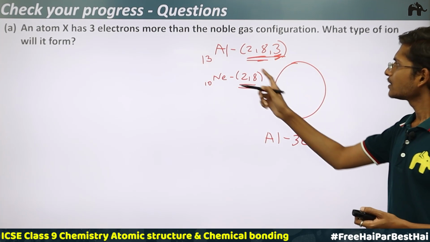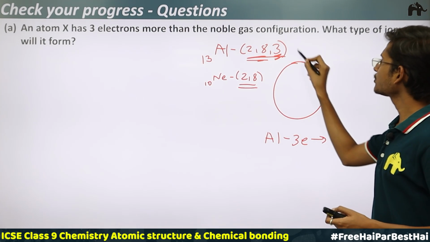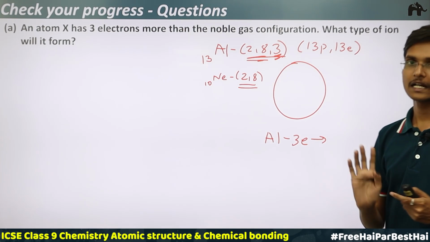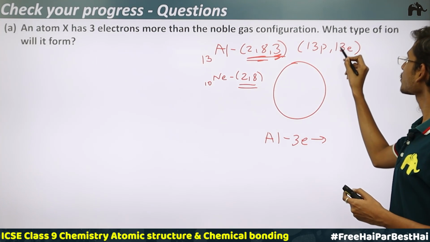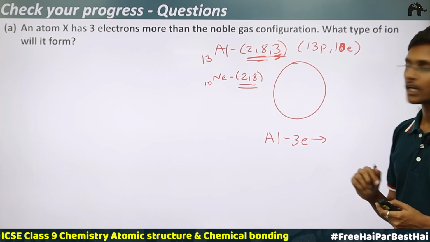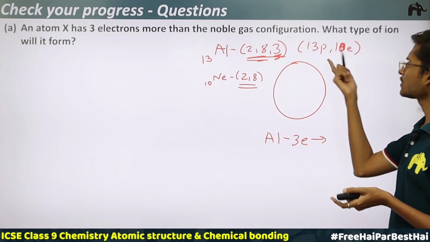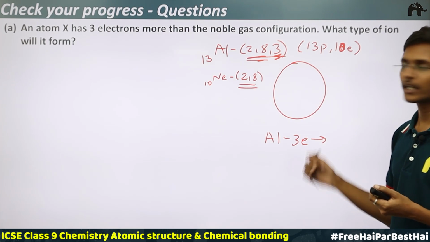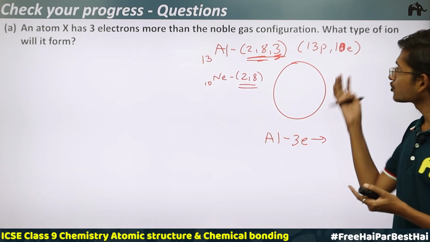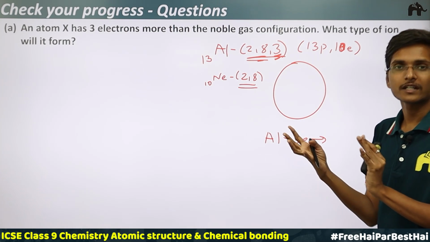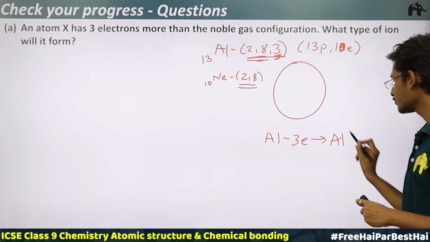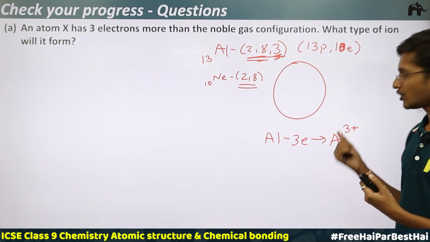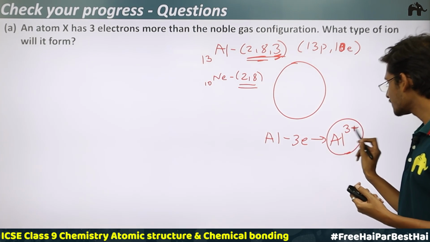Initially it is having 13 protons and 13 electrons, correct? But after losing 3 electrons, it would have 10 electrons. Proton's charge is +1, electron's is -1, so +13 minus 10 is +3, so the net charge is now 3 positive charges. So our aluminium atom would attain 3 positive charges, and this would form a 3 plus ion.